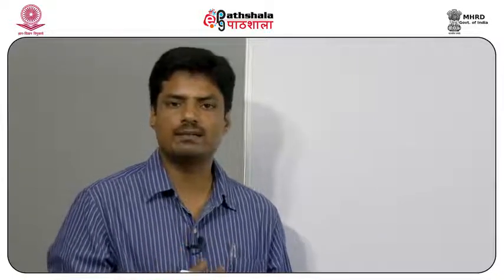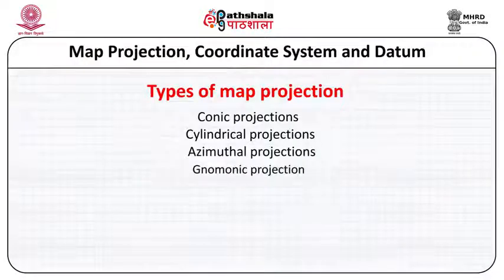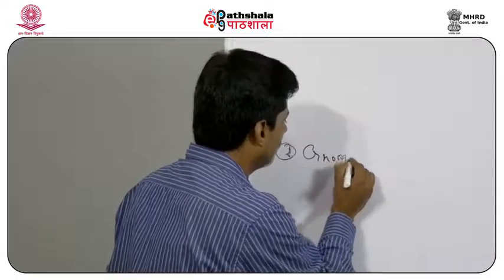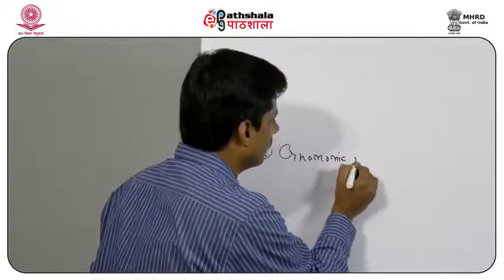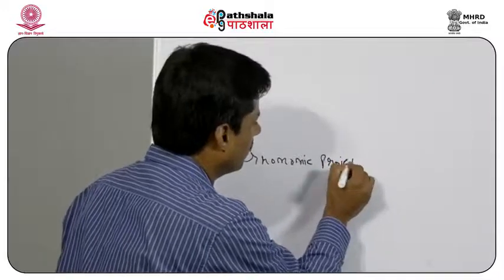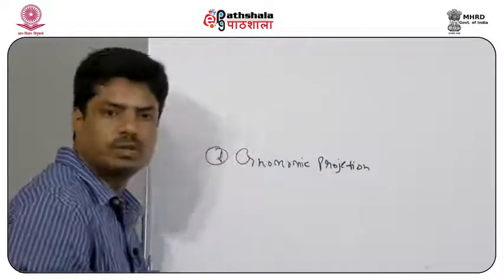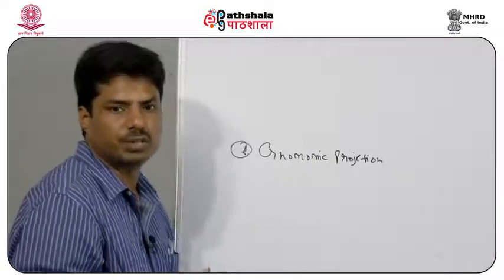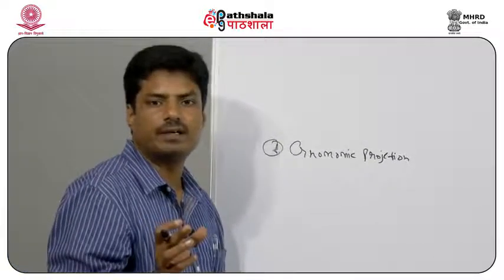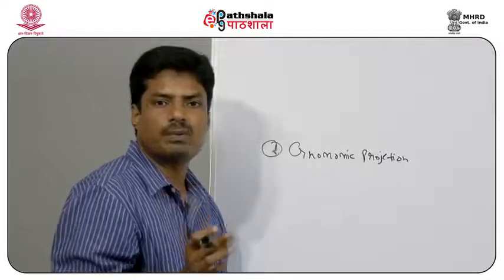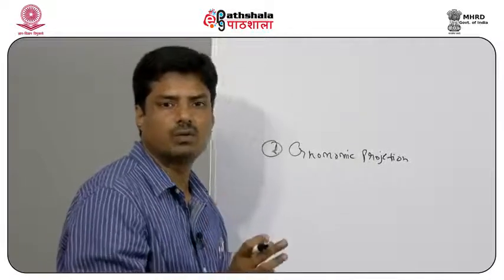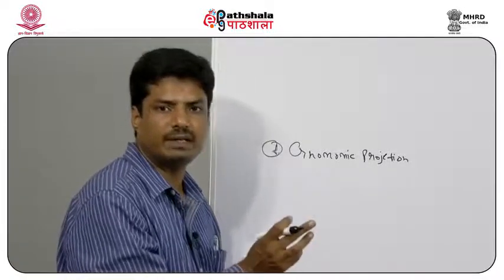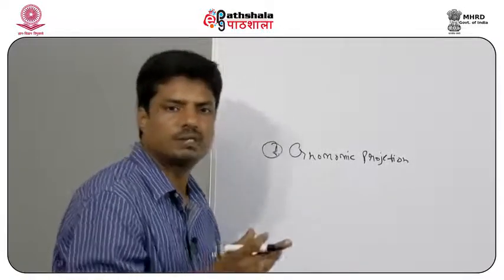Zenithal projection can be divided into many categories. The important categories are: number 1, mnemonic projection. In mnemonic projection, we draw the light on a paper from the center of the globe. The figure will explain it in a more easy and comprehensive manner.